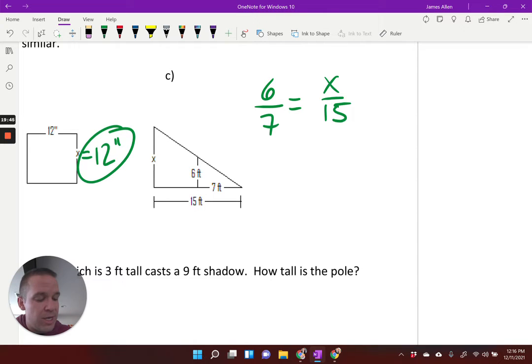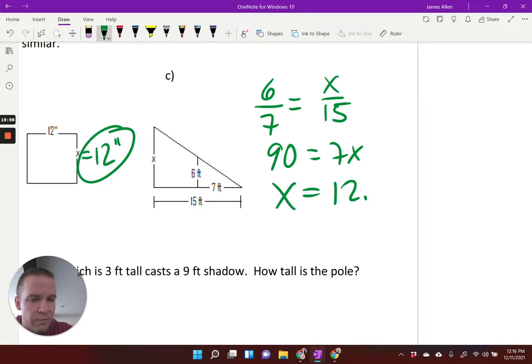So now I can just cross multiply and solve. I have 6 times 15, which would be what, 90? Yep. So we get 90 equals 7x. And if I divide that by 7, I should get some kind of a decimal. x equals 12.857, so 12.9 feet.